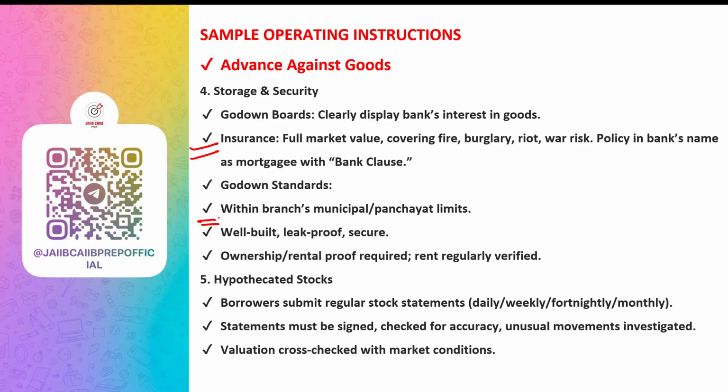Now, we have some godown requirements: the godown should be within municipal and panchayat limits, so that it is easy for inspection. It must be secure, well built, leak proof, the doors should be strong, and there should be no termite risk. Ownership proof should be there, whether it is owned by the borrower or rented.